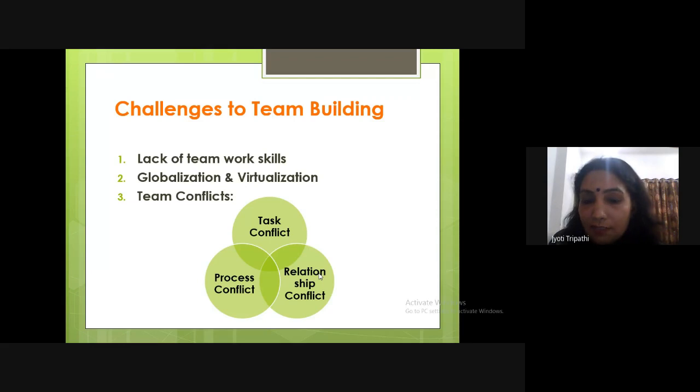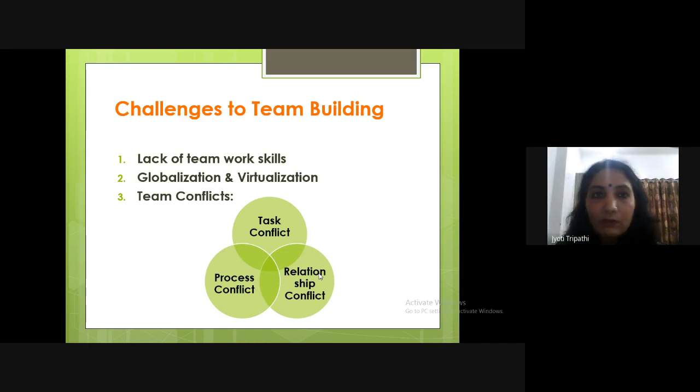Now, team conflict. Three kinds of conflicts are there: task, process, and relationship. Task conflict is related to the goal and the work distribution in the team. If the members are unaware of the right goal, or are unevenly distributed with the work or the role responsibility, that becomes a challenge.